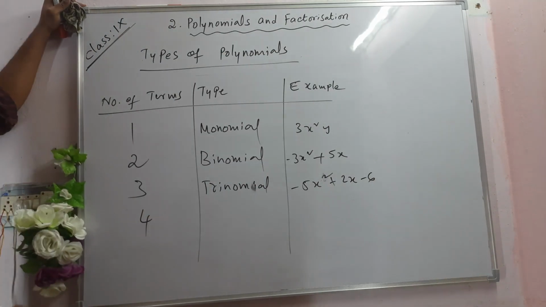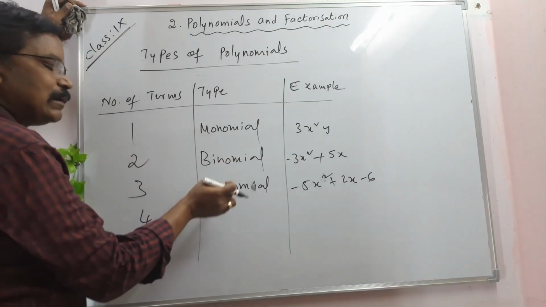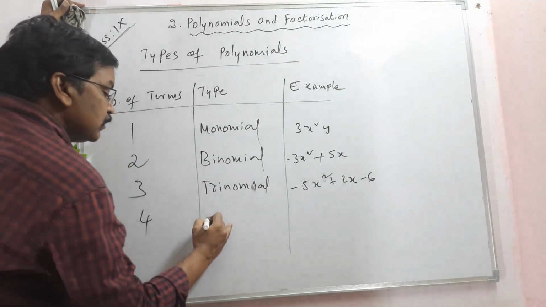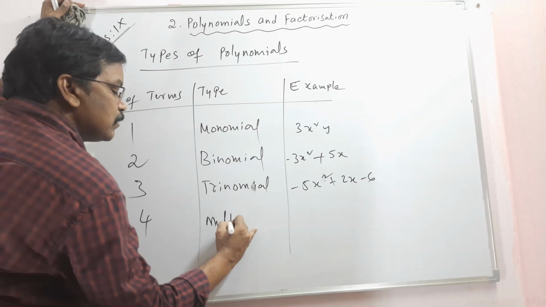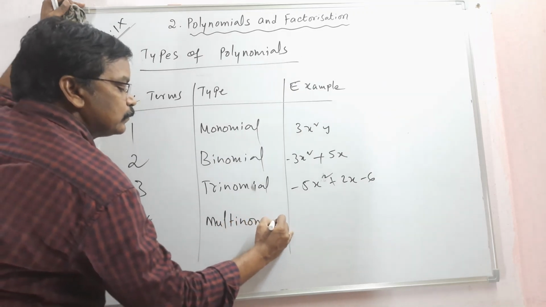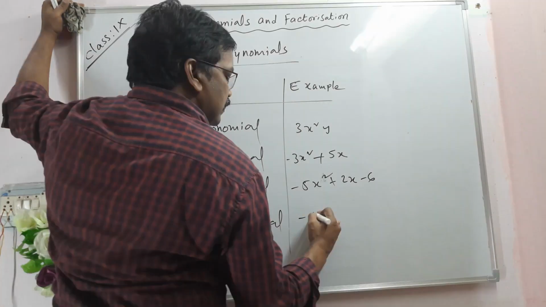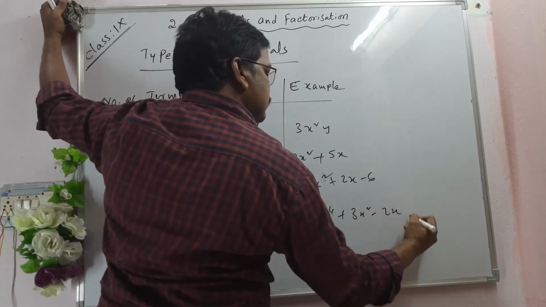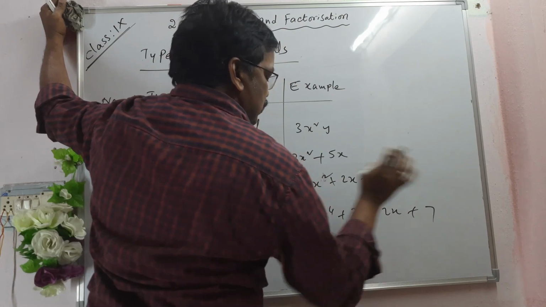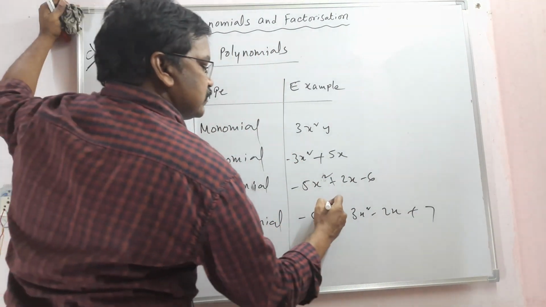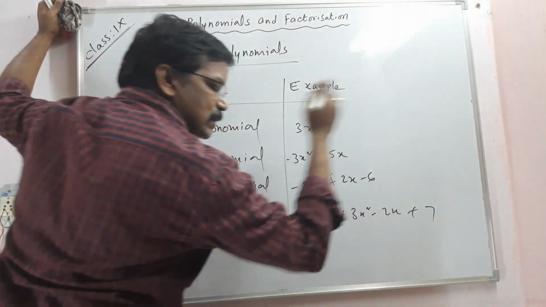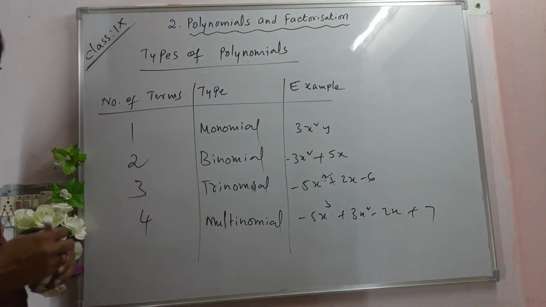Fourth one, after monomial, binomial, trinomial: if it has 4 or more terms, that is called multinomial. That means minus 5x power 4 plus 3x cube minus 2x square minus 2x plus 7. 1, 2, 3, 4 terms. So multinomial.